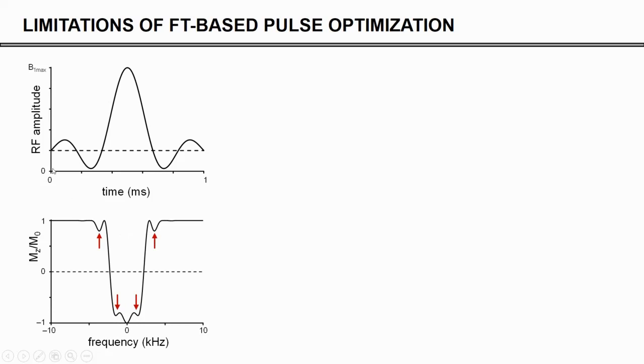The first reason is that we had to truncate this RF pulse, which was an infinitely long function. It had to be truncated, and that leads to some of these artifacts. The other reason is that we used the Fourier transformation to design this pulse. Fourier transformation is a linear technique. If you have the Fourier transformation of a signal A, and you have the Fourier transformation of a signal B, and you add those together, that will be exactly the same as calculating the Fourier transformation of A plus B.